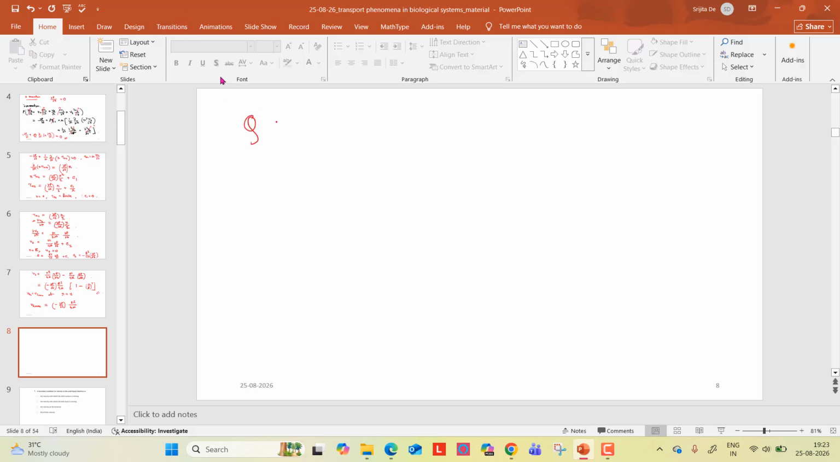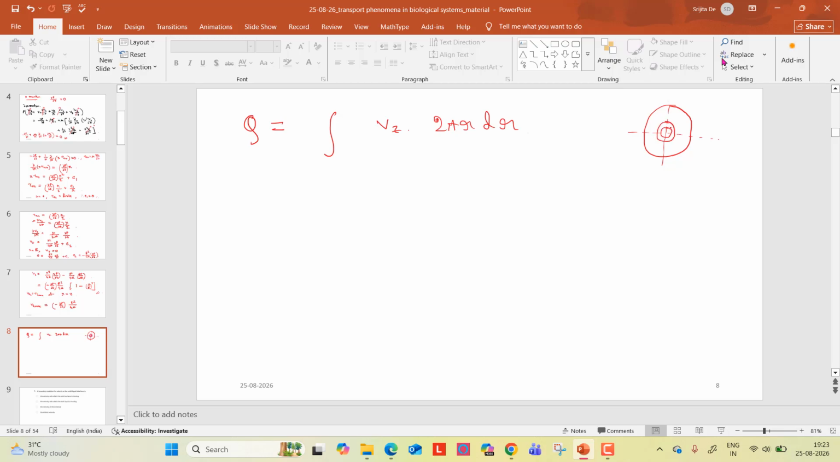The volumetric flow rate is Q, and it will be velocity integrated over the area, right? So it will be Vz, and the area is 2 pi r dr. So what will be the area? So this is your pipe flow, right? So we are integrating over this area.